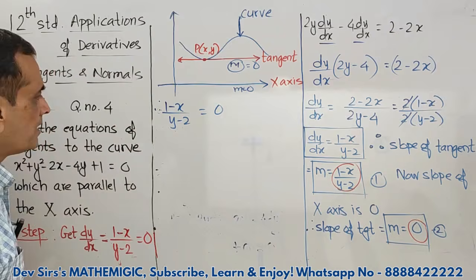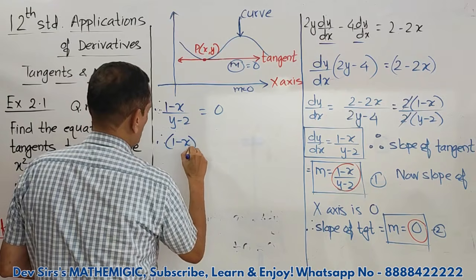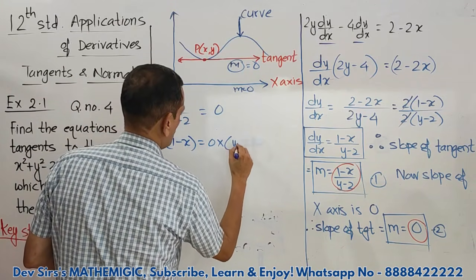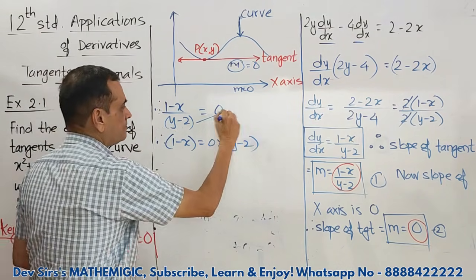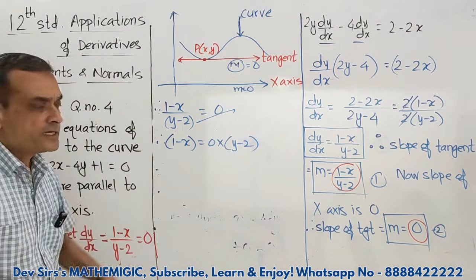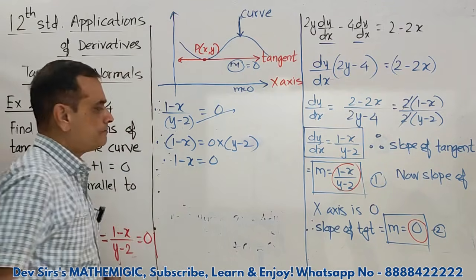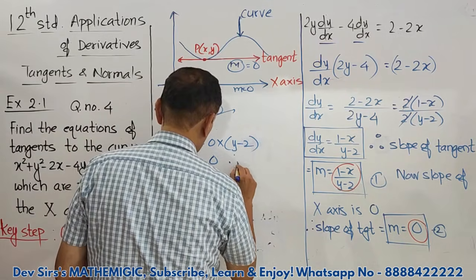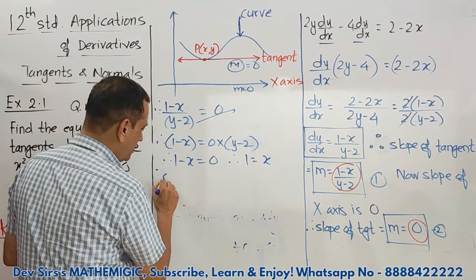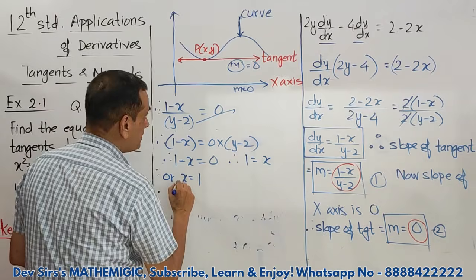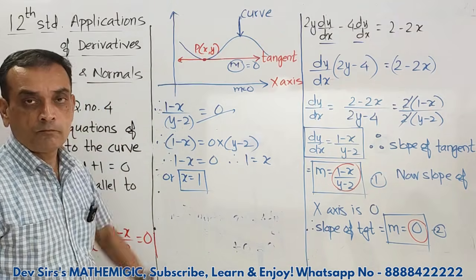Clear? Now cross multiply. This is cross multiplied upwards, like this. So 0 into anything is 0. Therefore 1 equal to x. I take x on the right hand side, or x equal to 1. I got the value of x equal to 1.